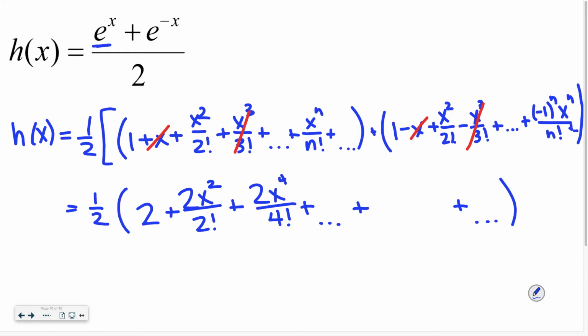Can we all agree that the odd powers are going to go away, and then we have 2 of all of the even powers? Let's write that general term then. Do we have any alternating? No. But we would have x to the 2n times 2 over 2n factorial. Because we have 0, 2, 4, 6.